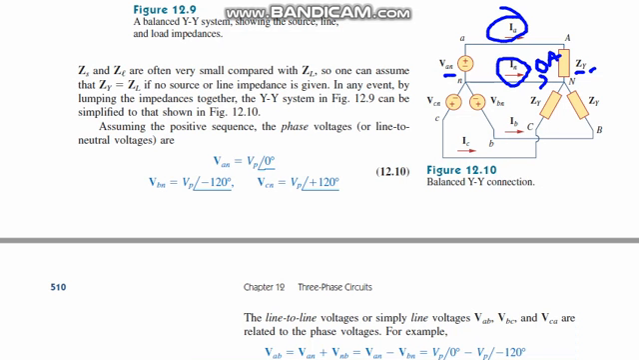So in a balanced load we have come to know the equation VL equals root 3 VP, that means root 3 times greater, and also 30 degrees apart from its phase voltage.